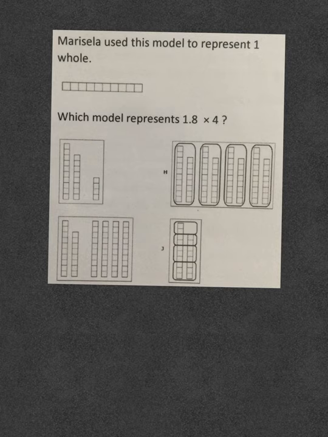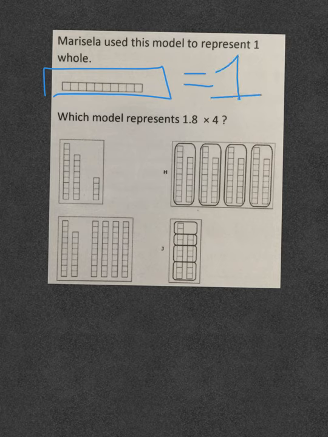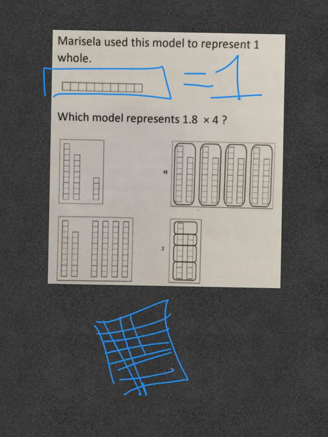So this one's a little tricky, and you're going to have to really wrap your head around the model, okay? Maricela used this model to represent one whole. So this model here is what Maricela is saying equals one whole. Now we know that usually when we deal with a whole number, our model is going to look like a big grid. And that's okay. That's the way it should look.